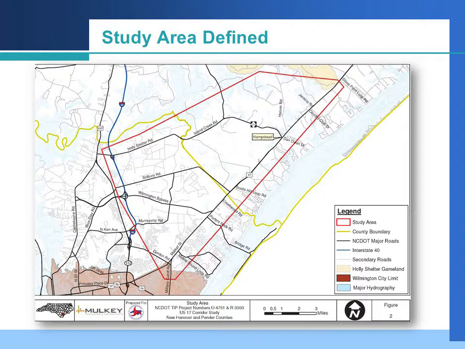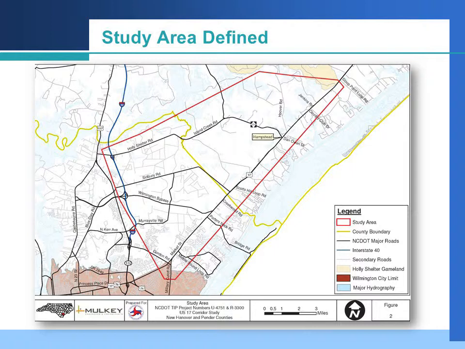Remember, the study area should encompass the geographic limit of direct impacts within which a reasonable set of alternatives can be developed that would meet the defined purpose and need for the proposed project. The study area shown was initially presented to the merger team at the Concurrence Point 1 meeting.